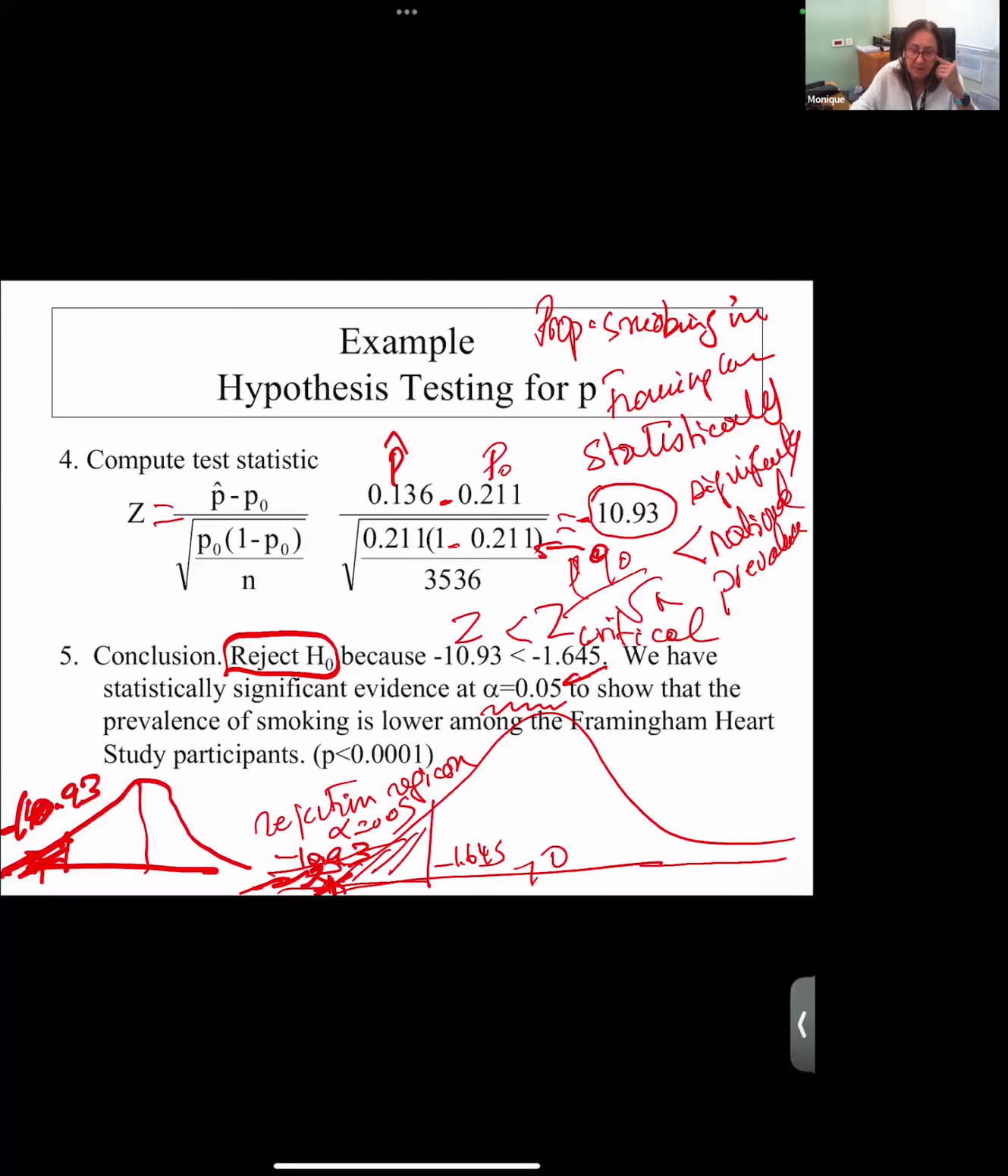It's not only that we see it and it happened to be less; it's statistically significantly less because it falls very low under H0. It falls very much here, and therefore it cannot be no difference. It's very clear that the probability of smoking in Framingham is very, very less and very significantly less than the national prevalence.